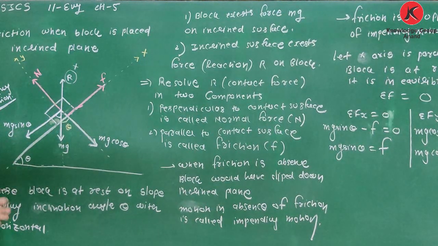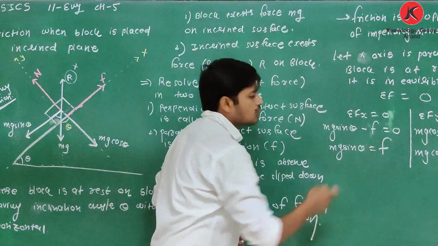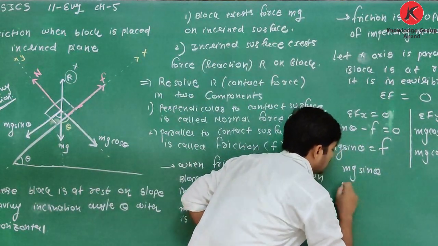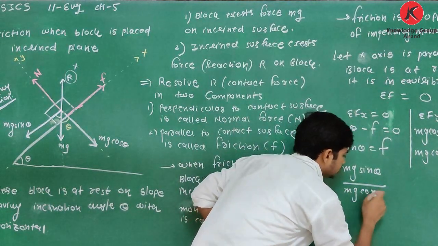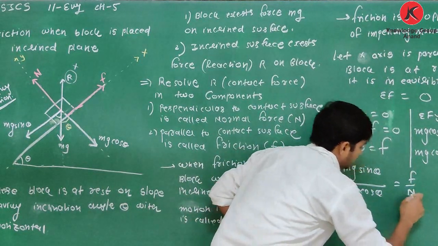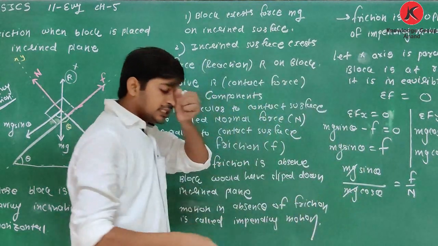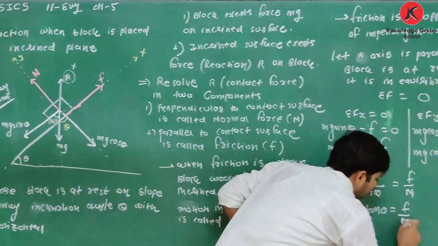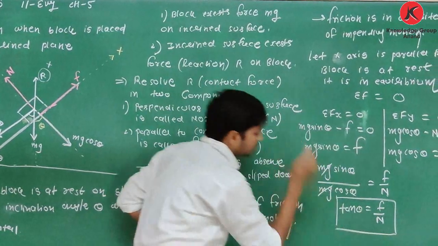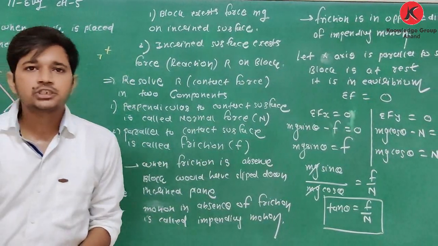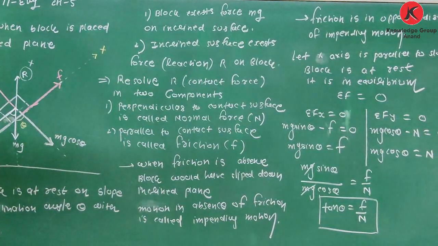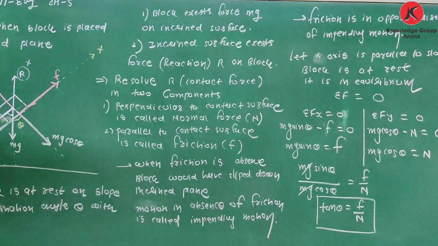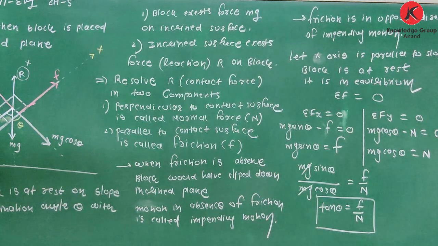Clear about this? Okay. Now see, if I take the ratio of these two equations, mg sin theta upon mg cos theta is equal to f upon N. The mg cancels, sin theta upon cos theta is tan theta. Then yes, tan theta is equal to f upon N. This equation you have to remember: f upon N is equal to tan theta, where theta is this angle.